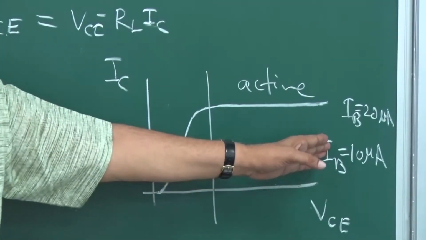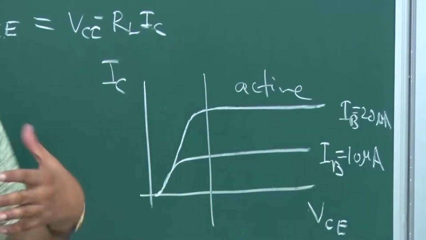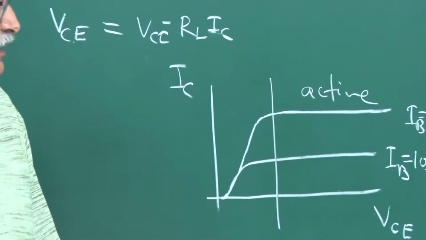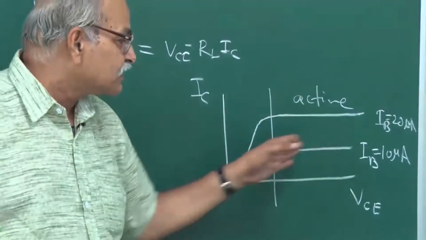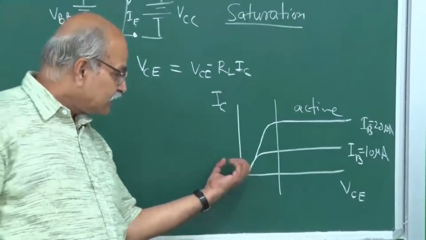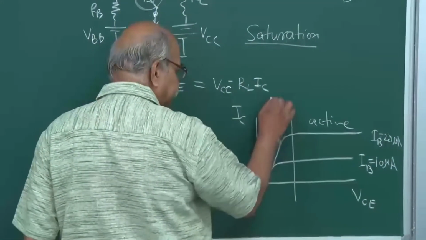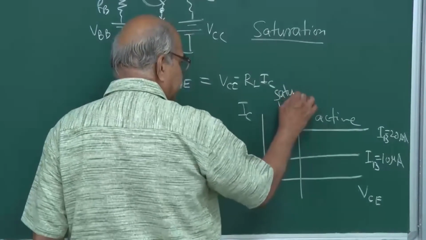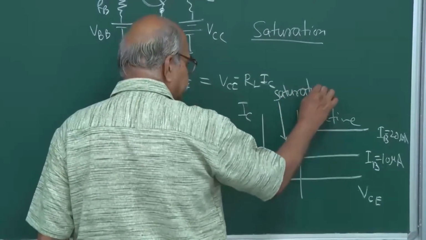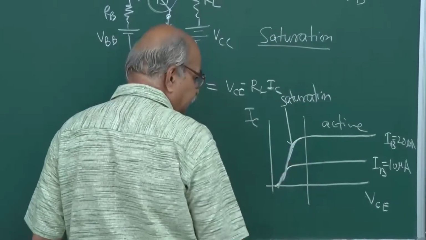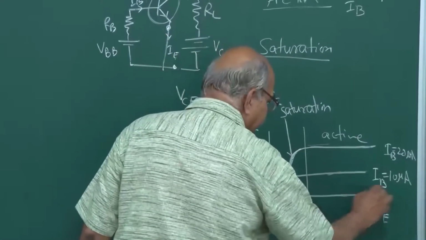The collector current is decided by IB. That is how it should be. It should be in a reverse bias condition. If the reverse bias starts deciding, that means you are in the saturation zone. So this part is the saturation zone. This part is saturation, and these flat parts are active.